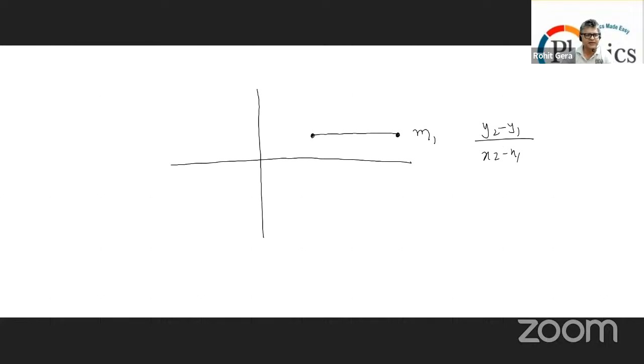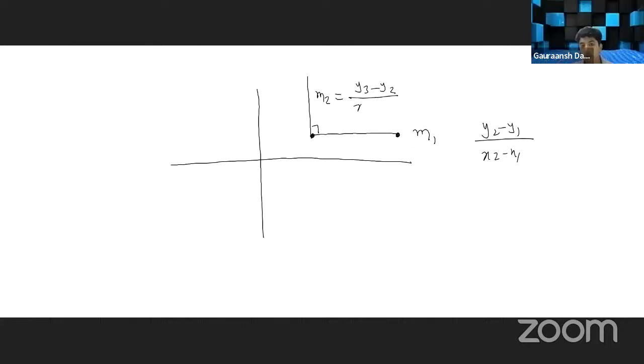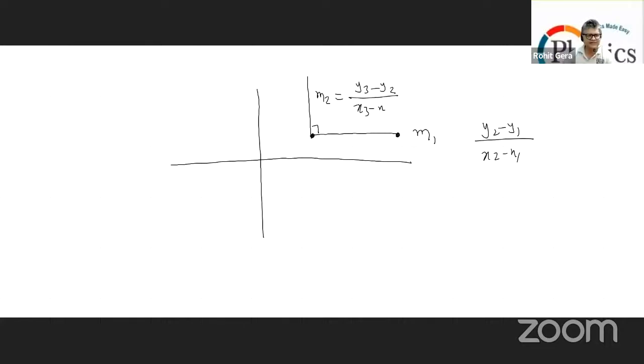And there is another line like this. Gradient is m2, and you again do the same thing. Maybe the points are different. y3 minus y2 upon, because this is common, x3 minus x2. Now the decision whether these are parallel or perpendicular lines.